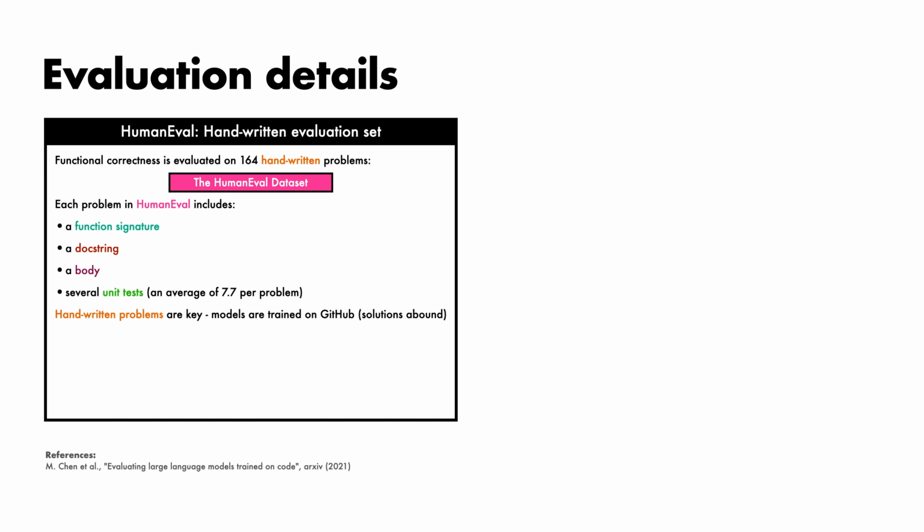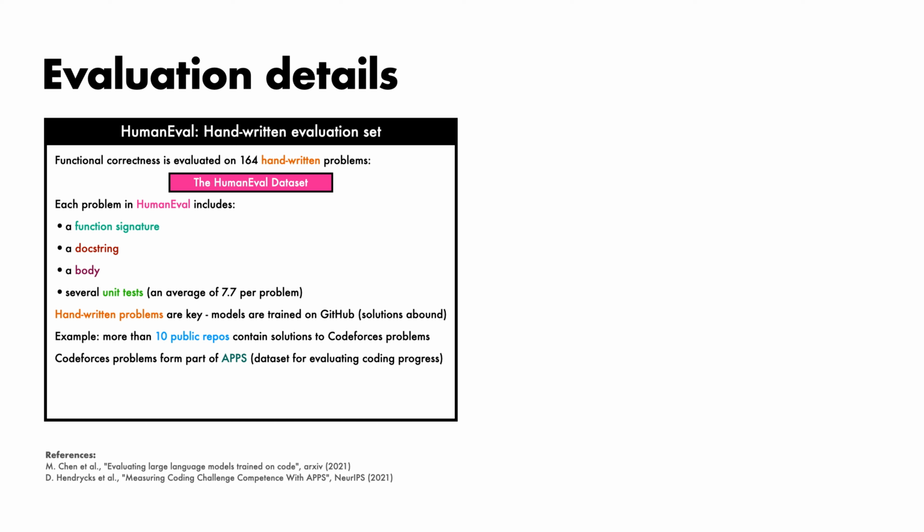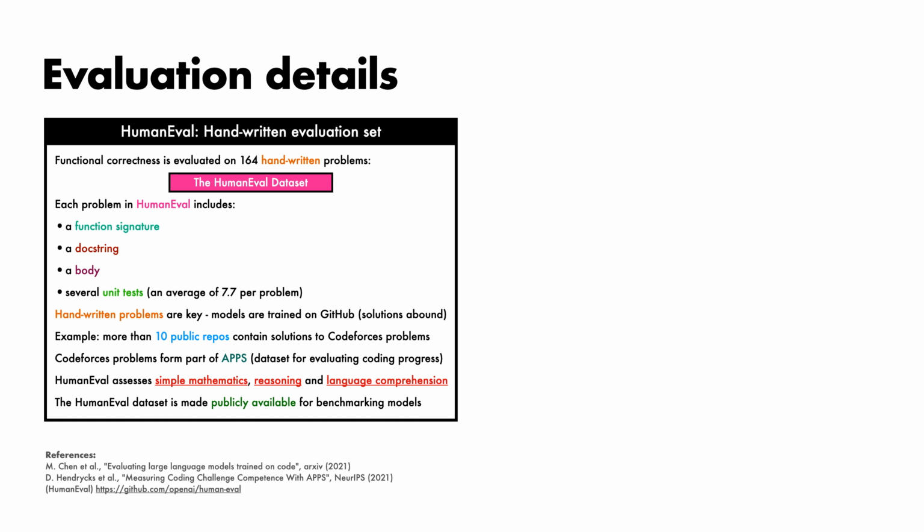As a concrete example of this, there are more than 10 public GitHub repos containing solutions to Codeforces problems. The Codex authors note that this could make it tricky to evaluate models trained on GitHub in some scenarios, because Codeforces problems may be used to evaluate models, as is the case in the recently proposed Automated Programming Progress Standard, or APPS dataset, that provides a benchmark for assessing the coding abilities of models.